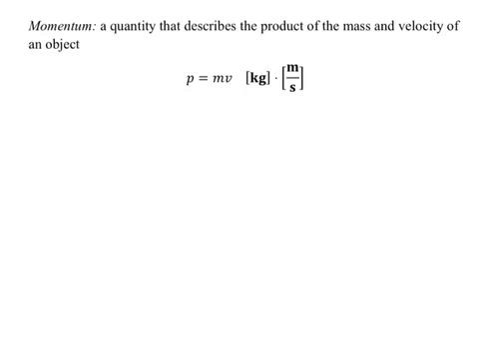Without looking up online, anybody have any idea why it may be called P for momentum? Anyone have any idea why it would be called P for momentum? Because they ran out of other variables, right?